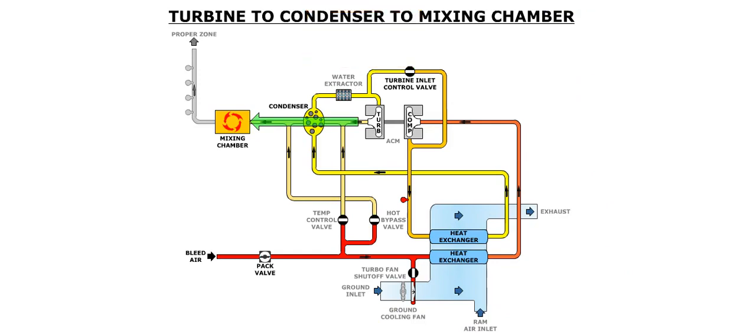The cold bleed air produced by the turbine then flows to a condenser. This condenser extracts moisture from the air exhausted from the turbine section of the pack. The dry air from the condenser then flows to a mixing chamber.